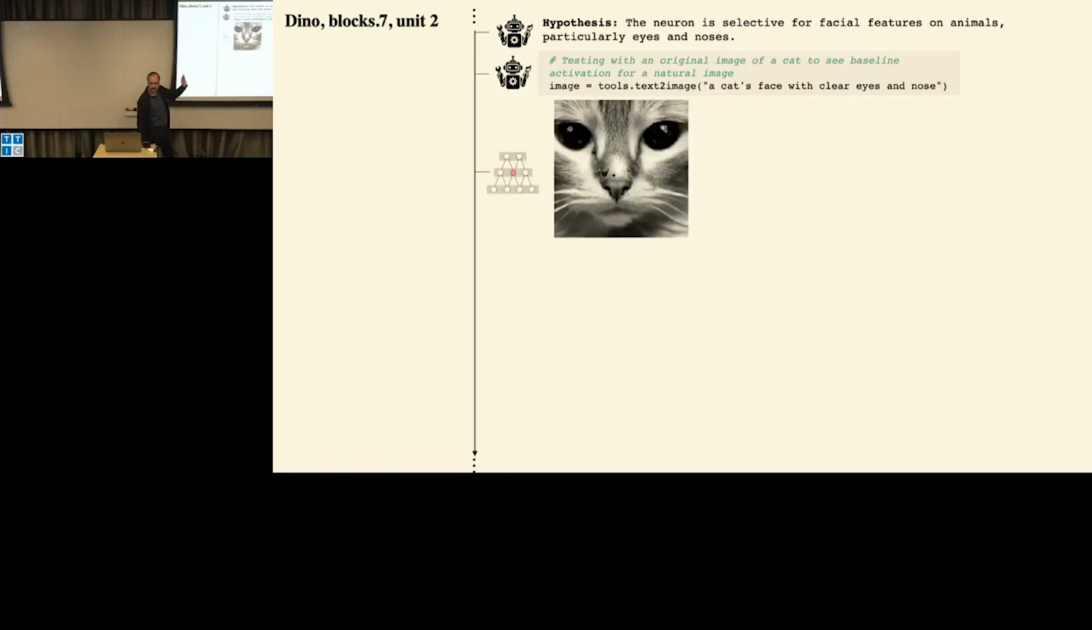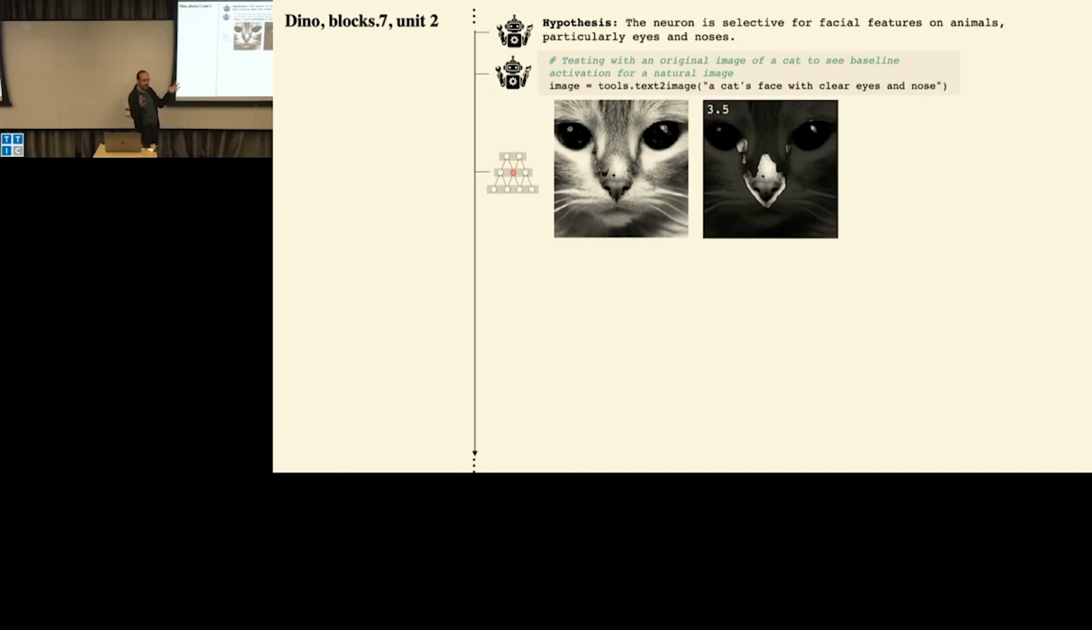So here, in the middle of an experiment, it's looking at a unit inside Dino, and it's discovered that the unit seems to be selective for facial features on animals, particularly the eyes and noses. So it decides to create an image of a cat's face with clear eyes and nose. Here is the image. It runs this through the neural network, and it finds that the nose indeed is activating that unit with some strong activation. And now it says, well, let's transfer the cat's eyes and nose onto a coffee cup, which I find quite creative as an experiment.